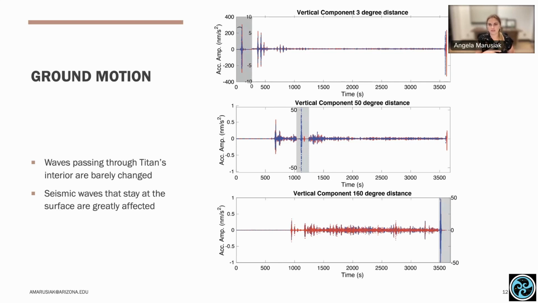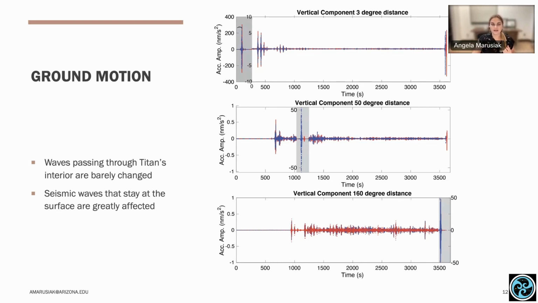But when you go out to a distance of, say, 50 degrees, in that shaded region, that blue signal is significantly higher than that red signal. That's because the pure water ice is traveling through high seismic quality material, so it's able to maintain a lot of its initial energy. But clathrates are losing a lot of that energy, so their amplitudes are being diminished. The same thing happens when you look at an event from much further away, essentially on the other side of Titan. You can't even really see the clathrate signal compared to the pure water ice.